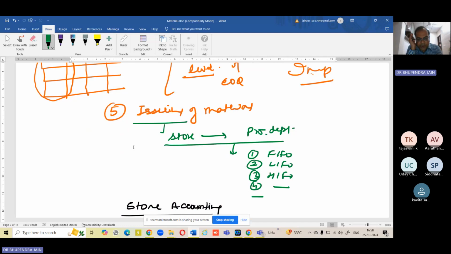Whenever the store department issues the material to the production department, for recording or accounting purposes, the store department uses different methods. Number first method is FIFO, first in first out. We will discuss it. Number second is LIFO, last in first out. Number third is HIPO, highest price in first out. Then the simple average method and the weighted average method.